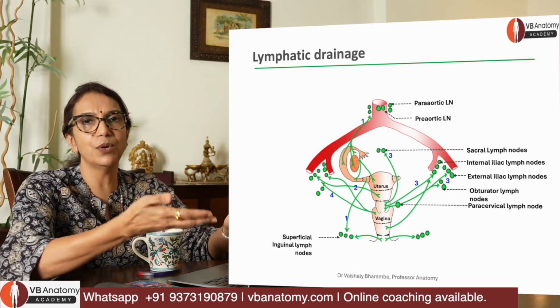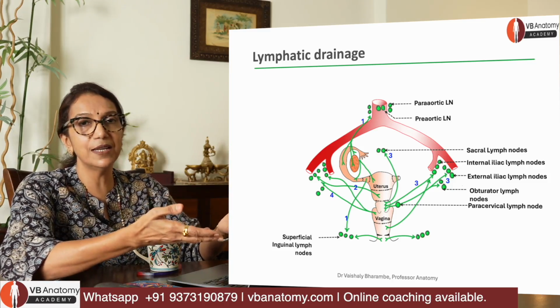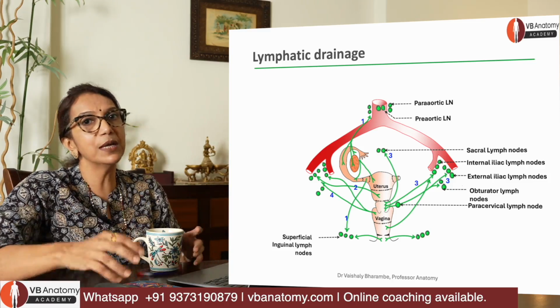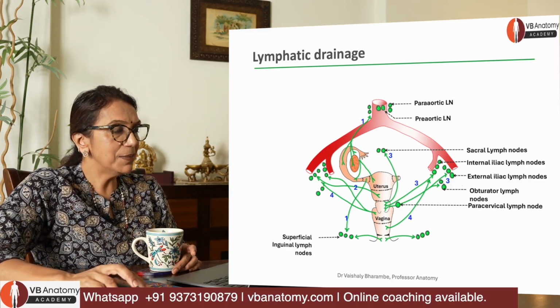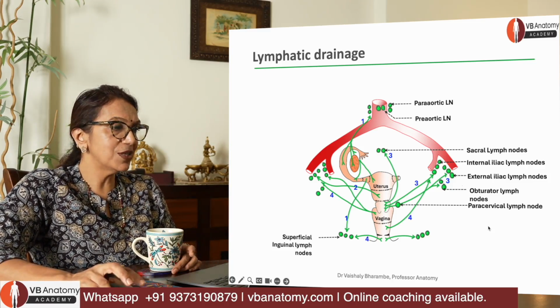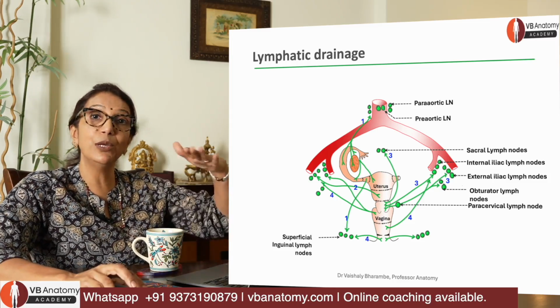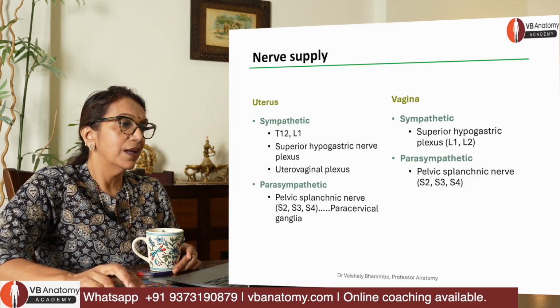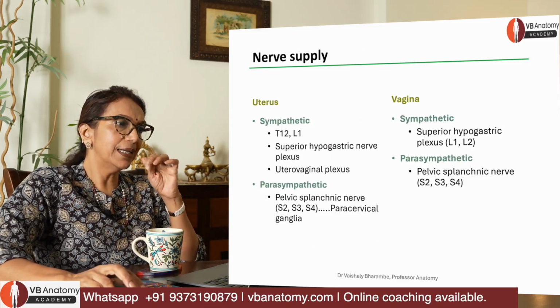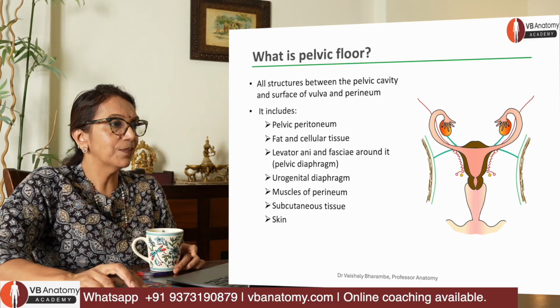I am just explaining to you what is there in the image. Use the image, you don't need me here. Just remember that the lowermost part of the vagina, below the hymen, again drains into the superficial inguinal group of lymph nodes. Nerve supply is by sympathetics and parasympathetics.